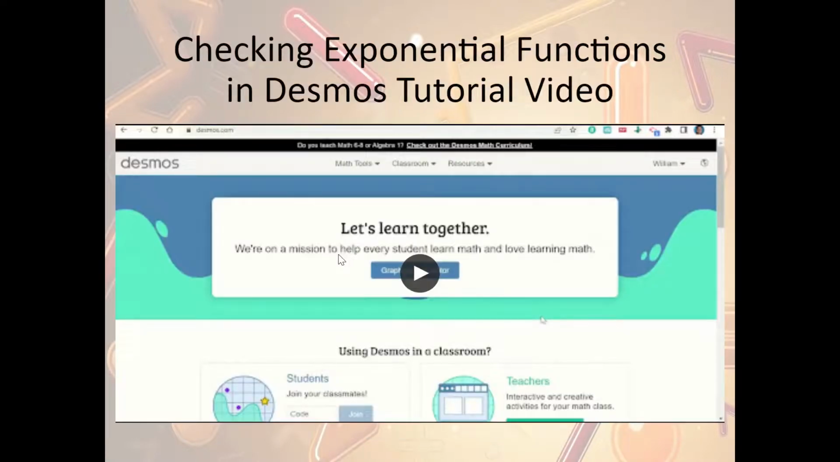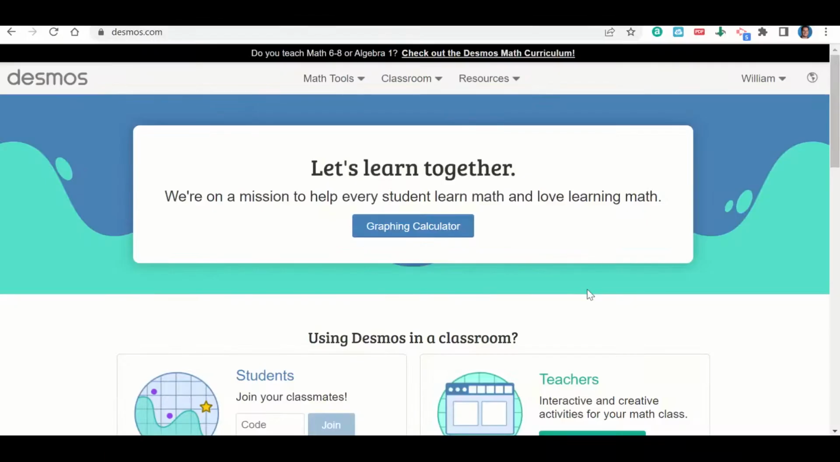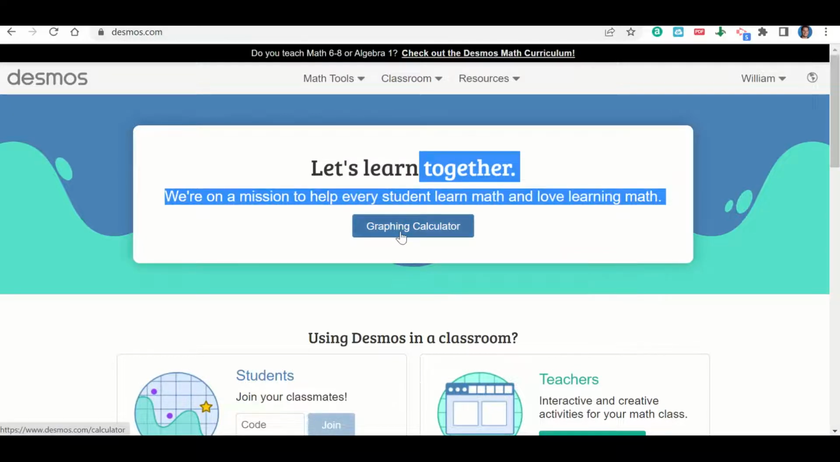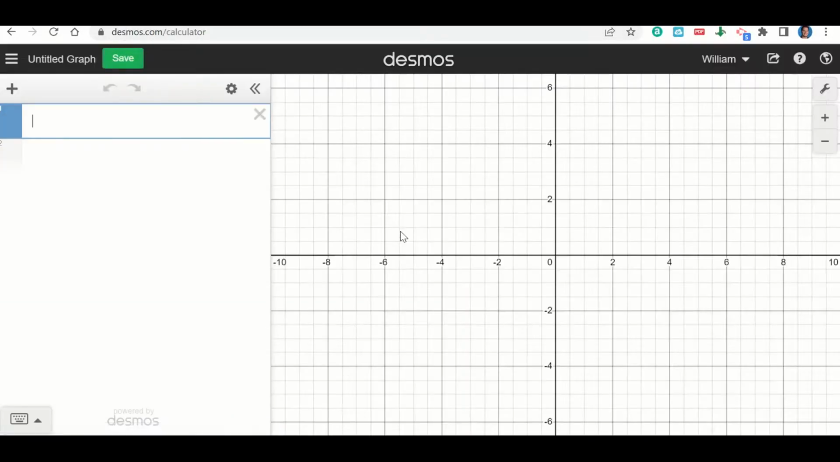There's a video here that shows you how to check exponential functions in Desmos, so you can go ahead and watch that video as well. Let's talk now about how we can use Desmos to check our work when dealing with exponential functions. So we'll go here to desmos.com, and we're going to click on Graphing Calculator, and it should take us to a page that looks like this. Right here is where we can enter the equation for our exponential function. So let's go ahead and do that.